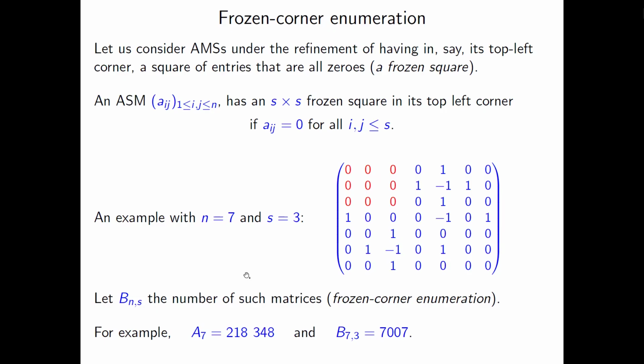I give you an example here, and I give you the enumeration of 7 by 7 ASMs and the enumeration of 7 by 7 ASMs with a 3 by 3 frozen corner. Okay, so for reasons that I will explain later on, we want to enumerate such objects.